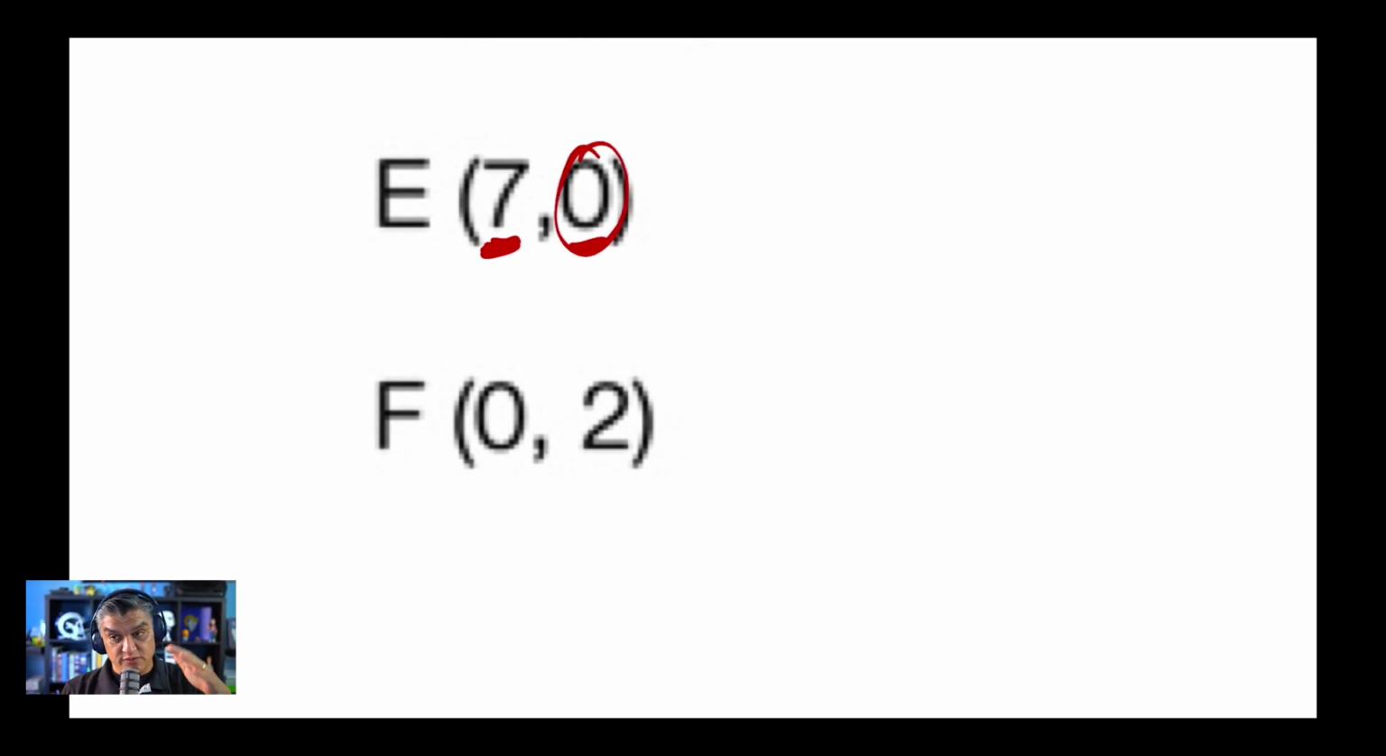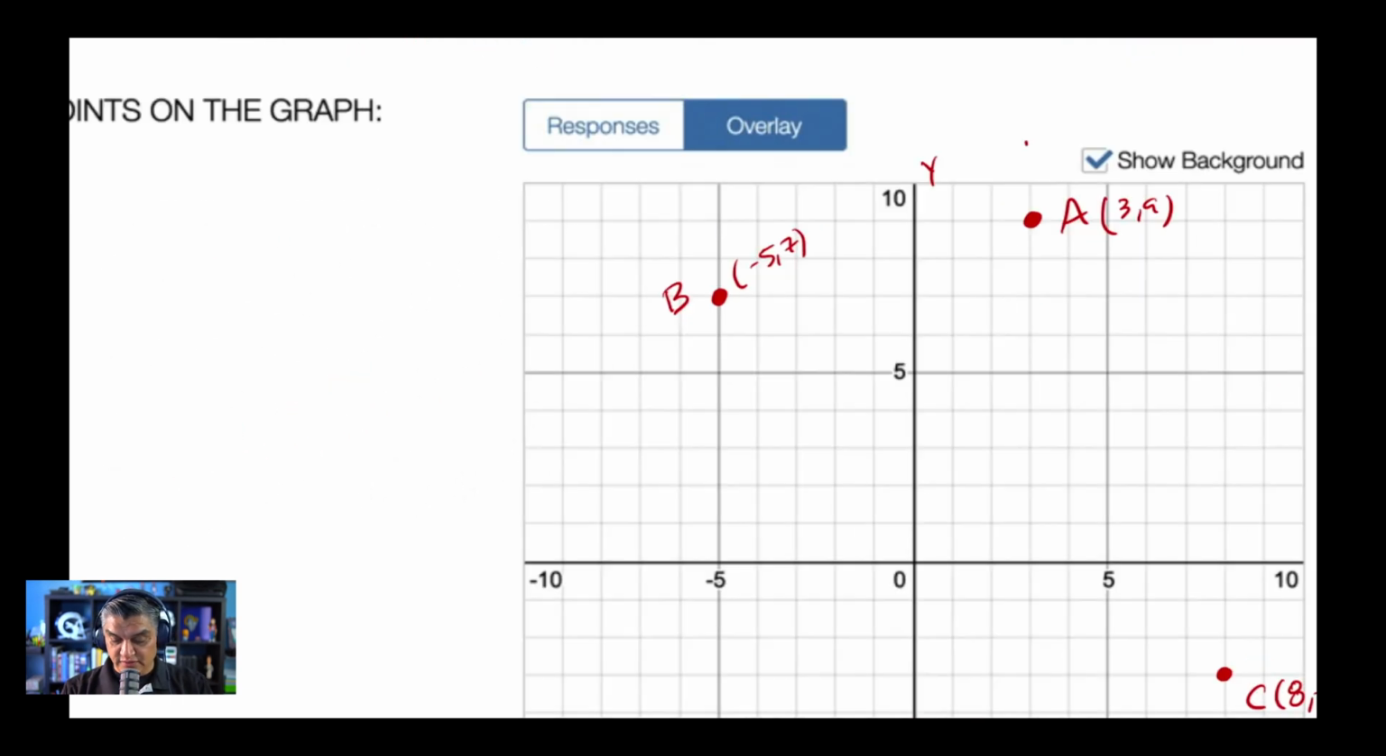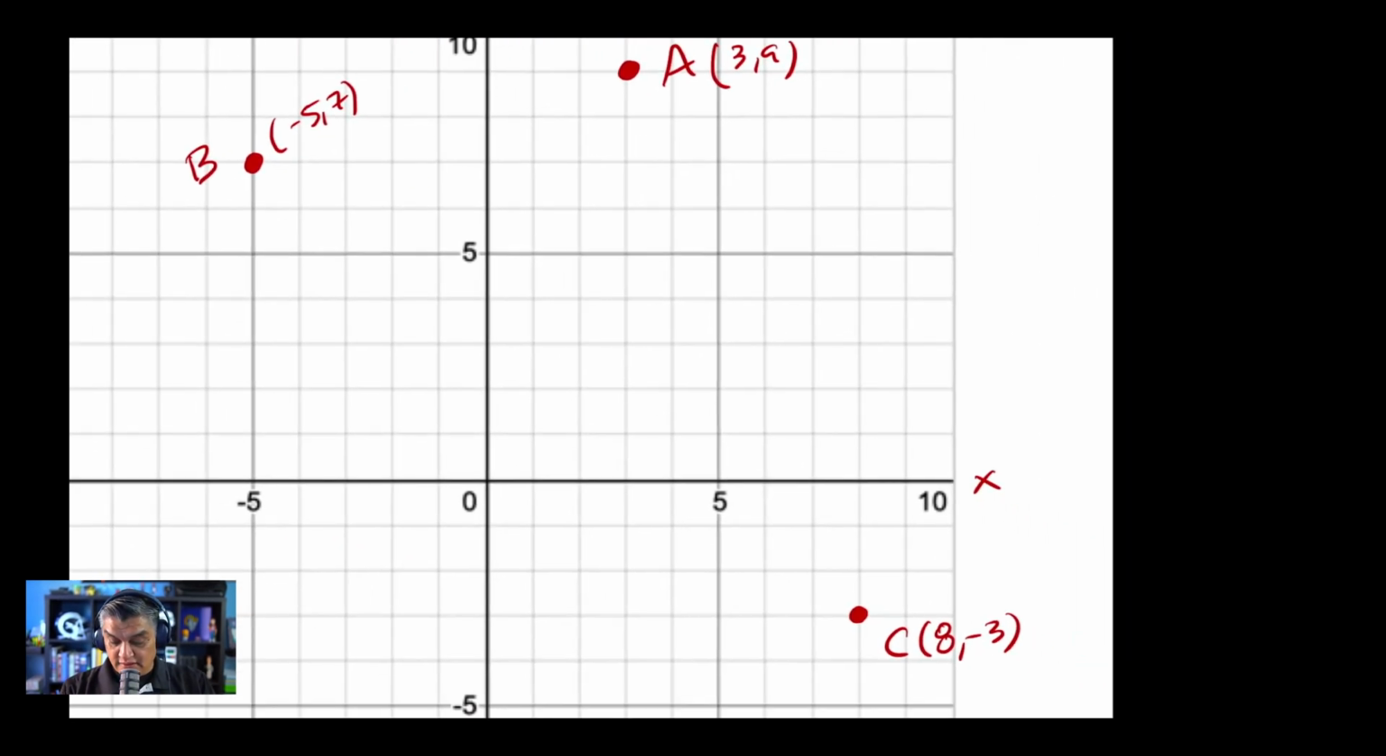I don't go up or down. I go up or down 0. Okay, so if I'm doing E, I go 7, 0. That means I go to 7 and I stop. Okay, that's 7, 0. I go 7 on the x-axis and I don't go up or down. I go 0 units up.